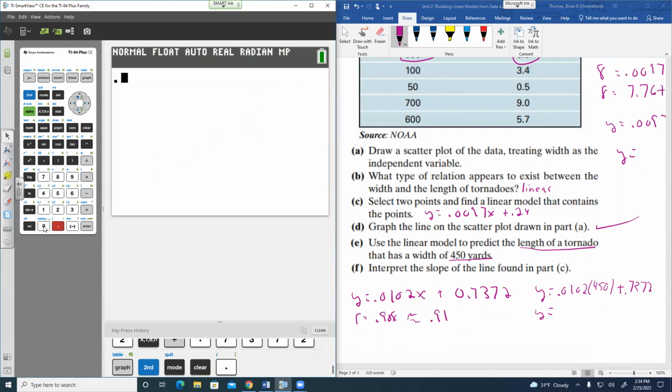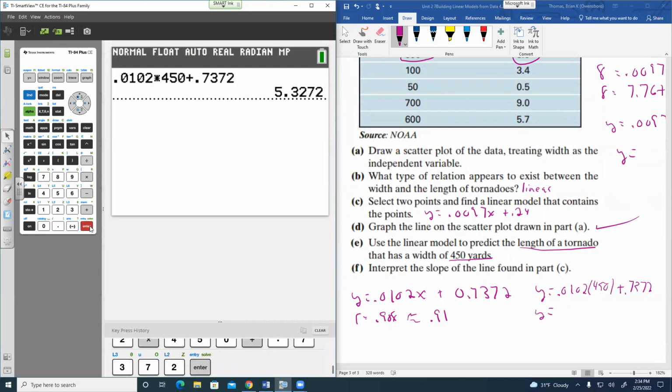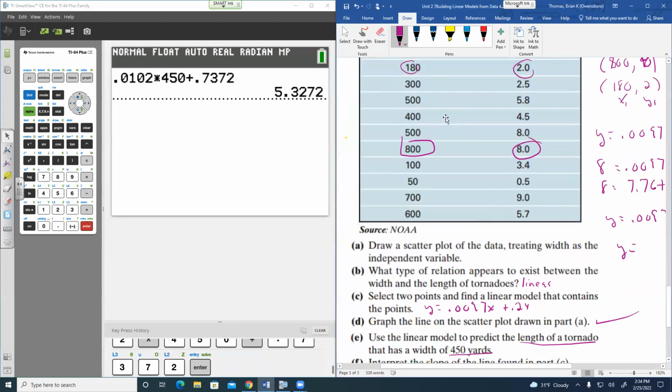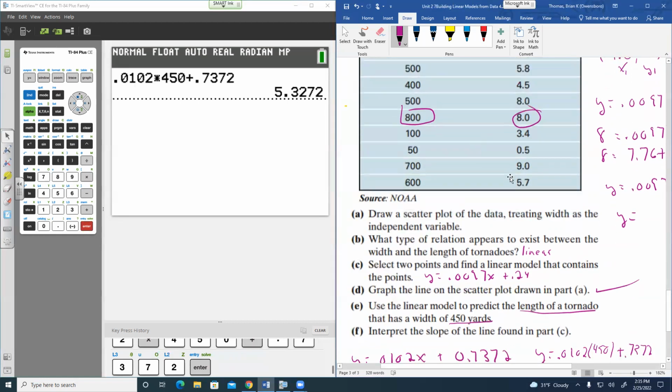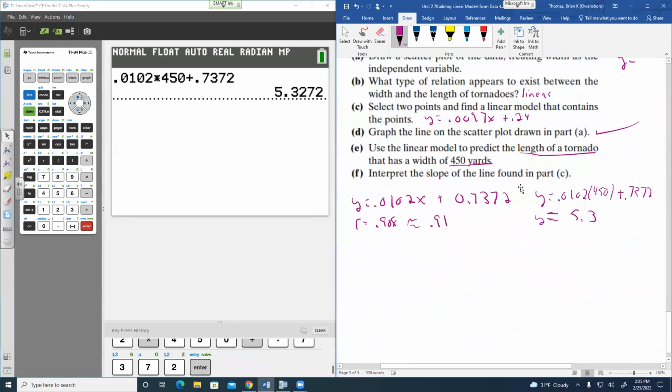So 0.0102 times 450 plus 0.7372. If I hit enter, it says approximately 5.3 miles. So approximately 5.3 miles, since all this other data has been rounded to the 10th place, we're rounded to the 10th place. And that kind of mirrors up here, 400 was 4.5, 600 was 5.7, so that seems to fit the data pretty good, about 5.3 miles. So that would be E, 5.3 miles there.